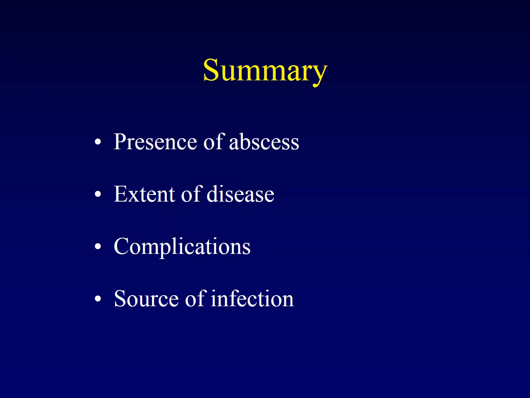In summary, there are 4 things that should be included on every dictation of a deep space neck infection. We should discuss the presence or absence of abscess so that we can decide whether the patient will be treated medically or surgically. We should define the extent of disease. We should look for one of the many complications that we've just discussed. And importantly, we should identify the source of infection, because until that source is eliminated, the patient will continue to have symptoms.